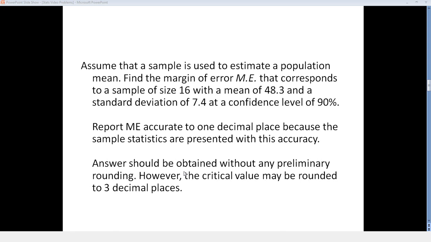We're told to report the ME accurate to 1 decimal place because the sample statistics, the sample mean and the sample standard deviation, are presented with this accuracy. Don't do any preliminary rounding, but the critical value may be rounded to 3 decimal places.